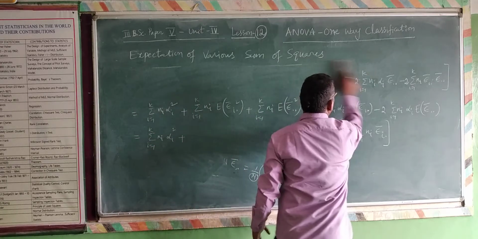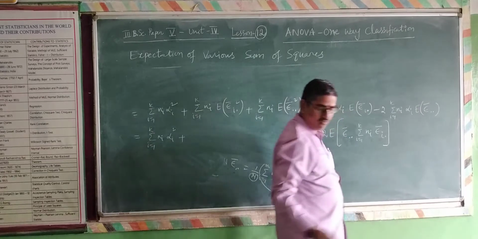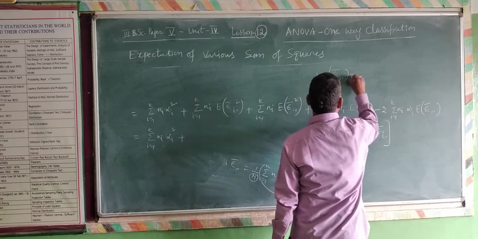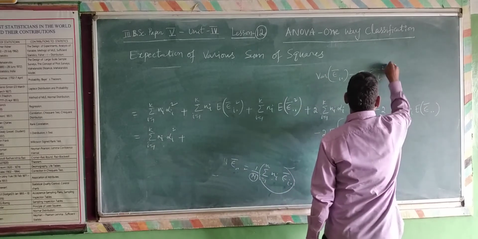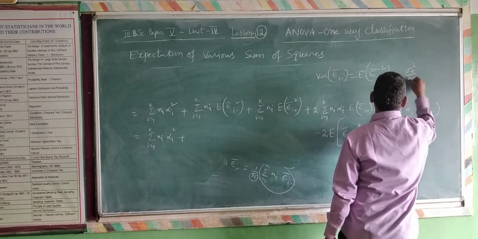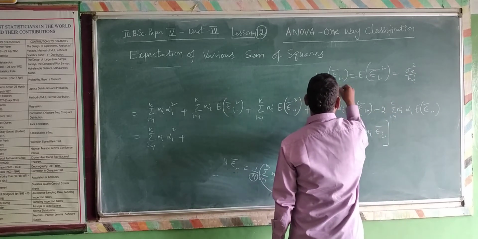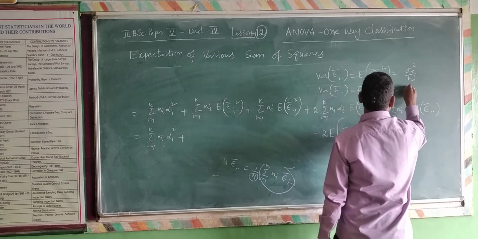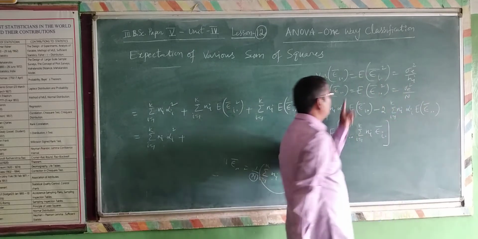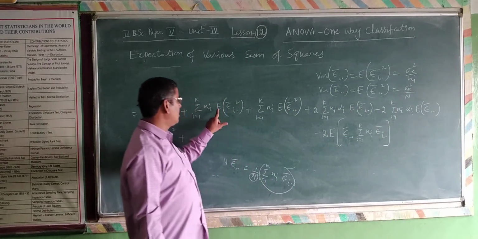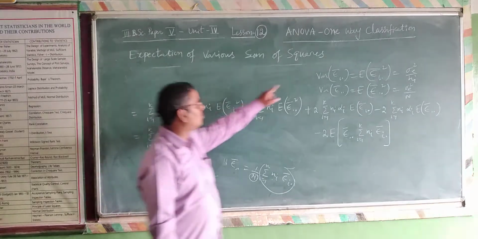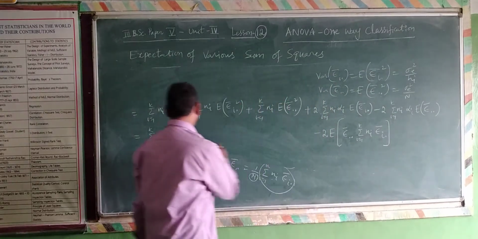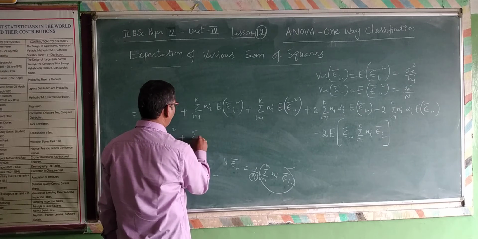of variance of epsilon bar i dot is equal to expectation of epsilon bar i dot square is equal to sigma square E divided by small n_i. Similarly, variance of epsilon bar dot dot is equal to expectation of epsilon bar dot dot square is equal to sigma square E divided by capital N. These are the two formulas we are applying here. Expectation of epsilon bar i dot square is equal to variance of epsilon bar i dot. It is nothing but sigma square E by n_i. We have calculated this in part 1 in the previous lesson.